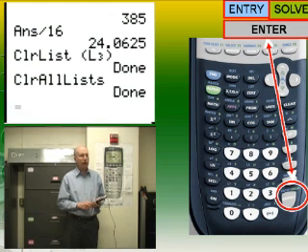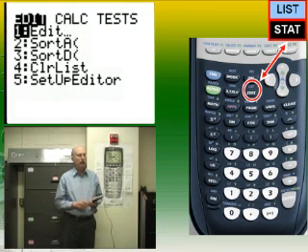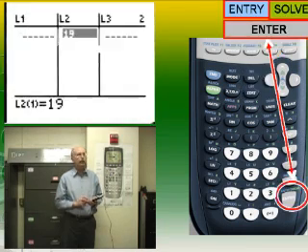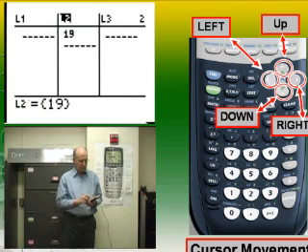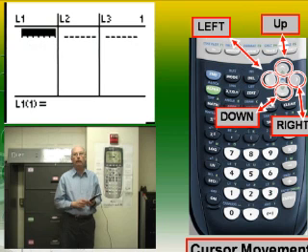So now let's go back and look at our specific data. The way we do that is we hit stat, and then we hit edit. We'll clear that list. And we're going to go over to list 1, and you can see we're at the first entry under list 1, and we're going to start entering our data down that column.